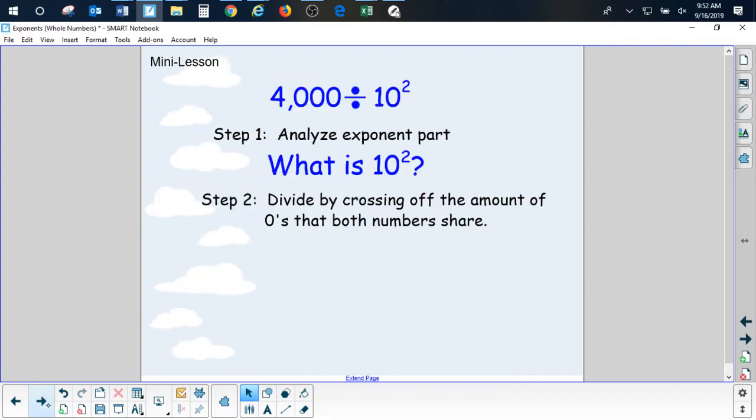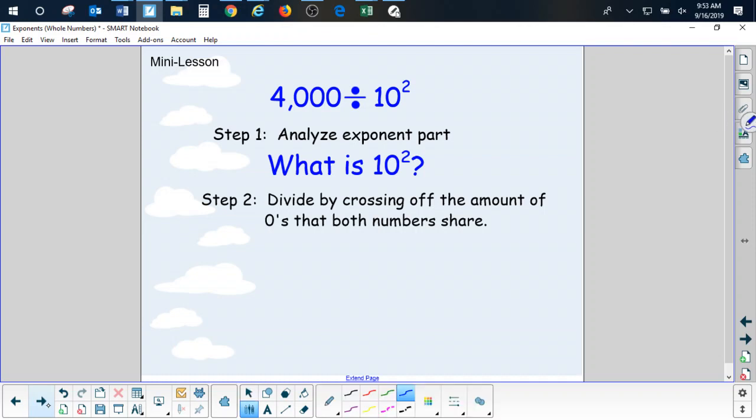Moving on to division. In multiplication, we're pretty much adding zeros to our answer. So when we divide, we're going to do the opposite. So we're going to take zeros away, if that makes sense. Because I have 4,000 divided by 10 squared.